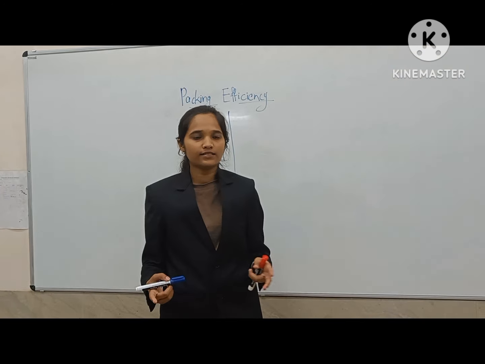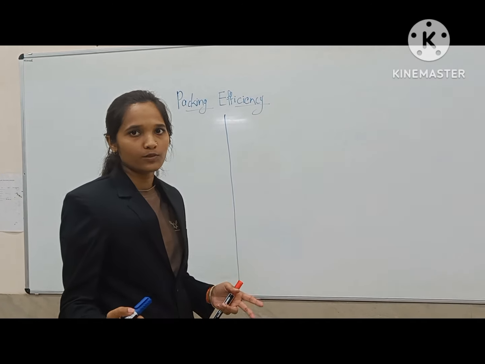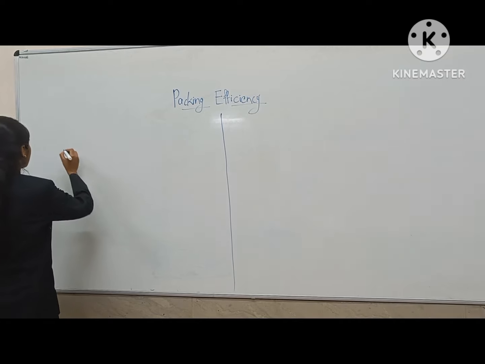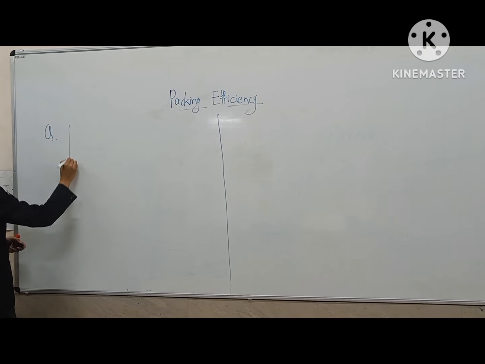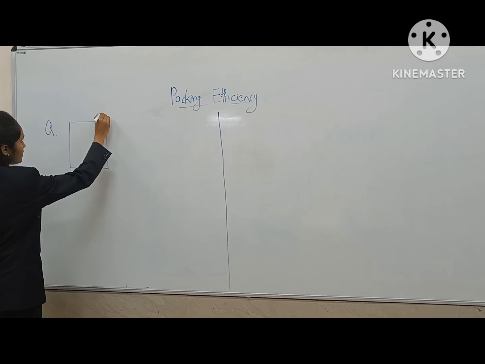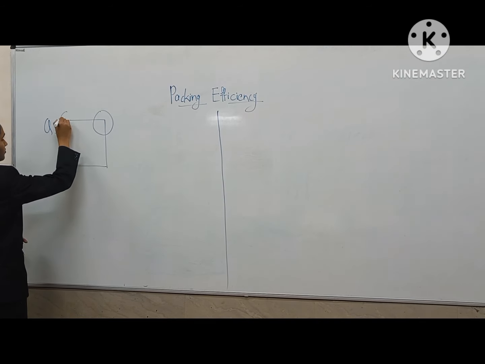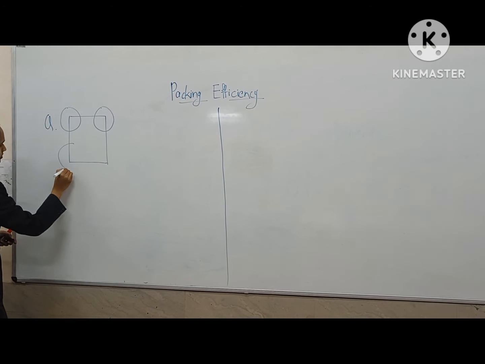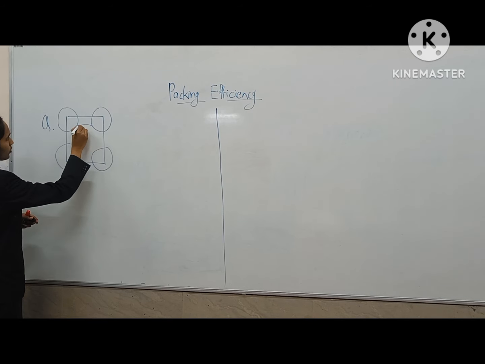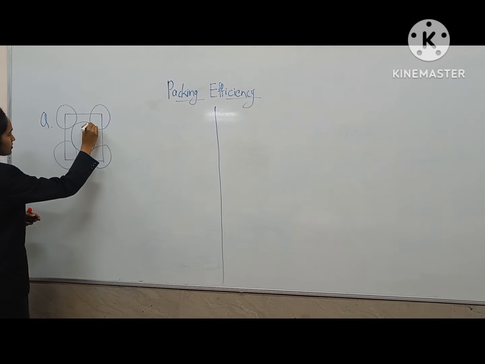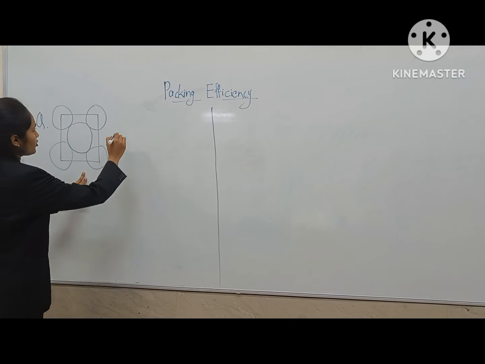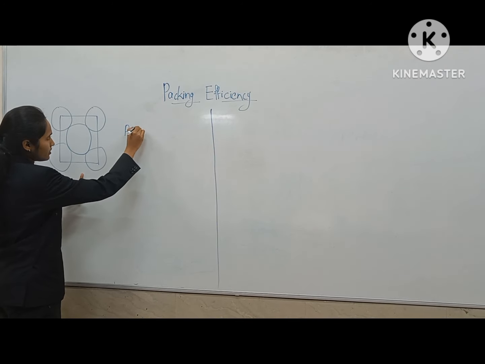So let's understand the packing efficiency formula through a JEE 2010 problem. The question is, we are given a diagram like this: a square, with one circle at each corner and one circle drawn in the middle of the square, and we have to calculate its packing efficiency.